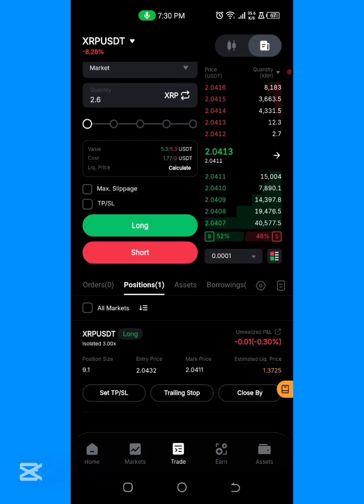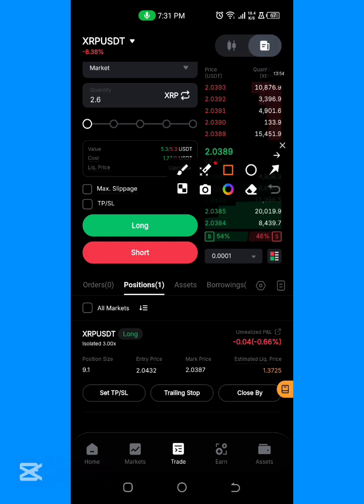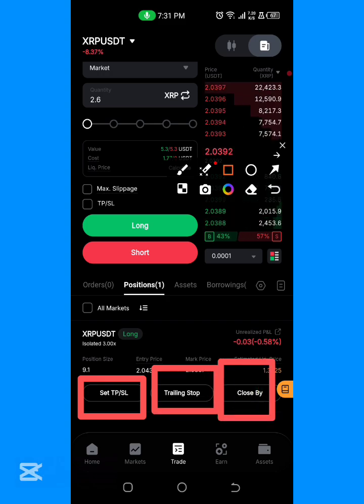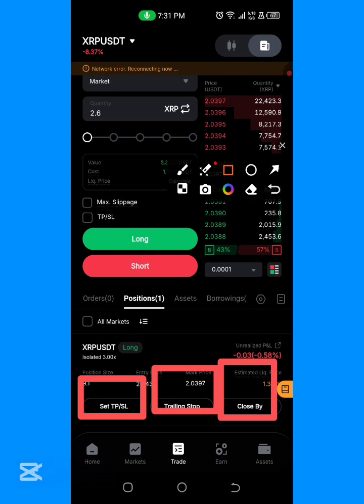It is not necessary that you set your take profit and the stop loss immediately. You can set it after you have placed a trade. Look at the bottom here, particularly this one: set take profit and stop loss. I'll be able to do that, and then later I am still going to do another video about trailing stop. And if I want to close this trade, that is where I will click.